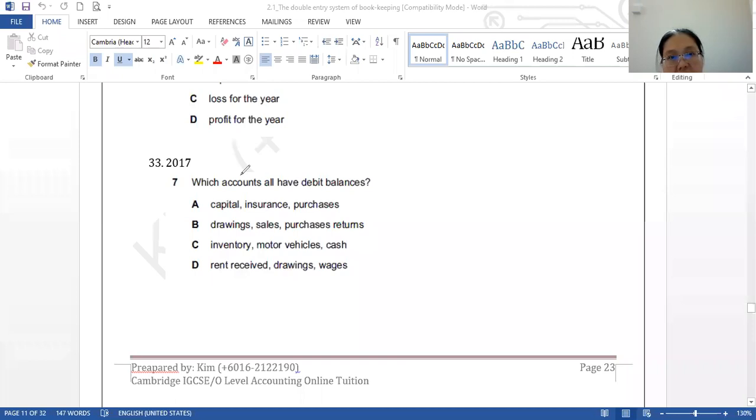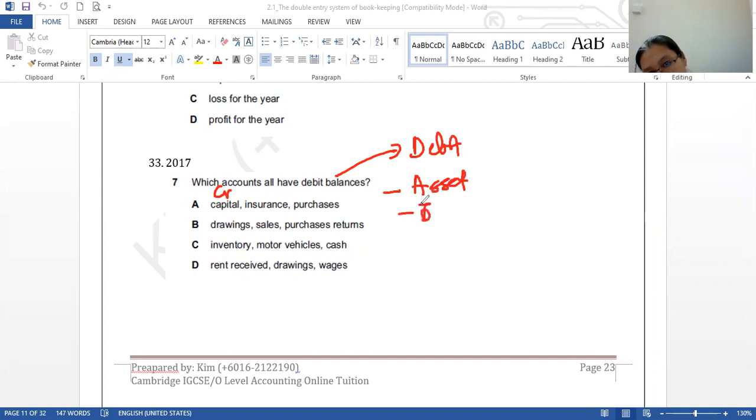Which accounts all have a debit balance? Capital is credit. Okay, the rule for the debit balance: you have the asset, expenses, and drawing. So these are on the debit side.